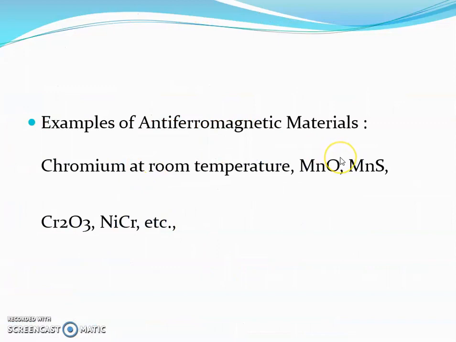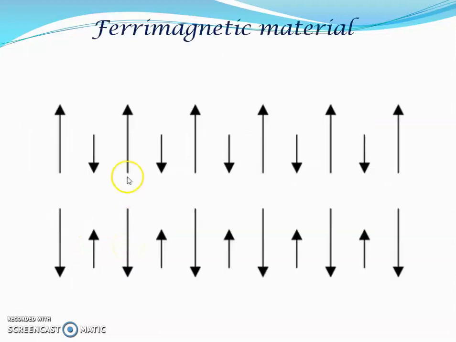Examples of antiferromagnetic materials include chromium at room temperature, manganese oxide, manganese sulfide, chromium oxide, nickel chromide, etc. Next, ferrimagnetic material, otherwise known as ferrite.